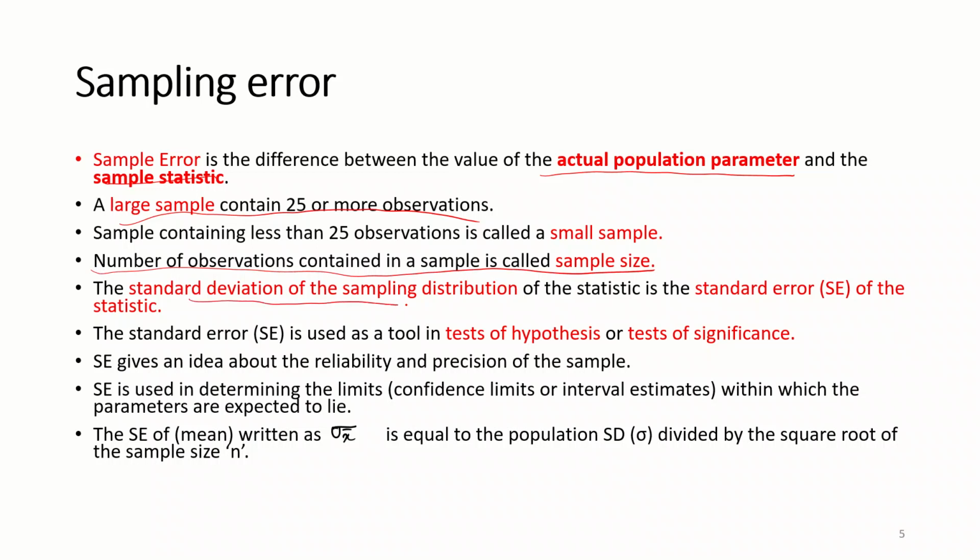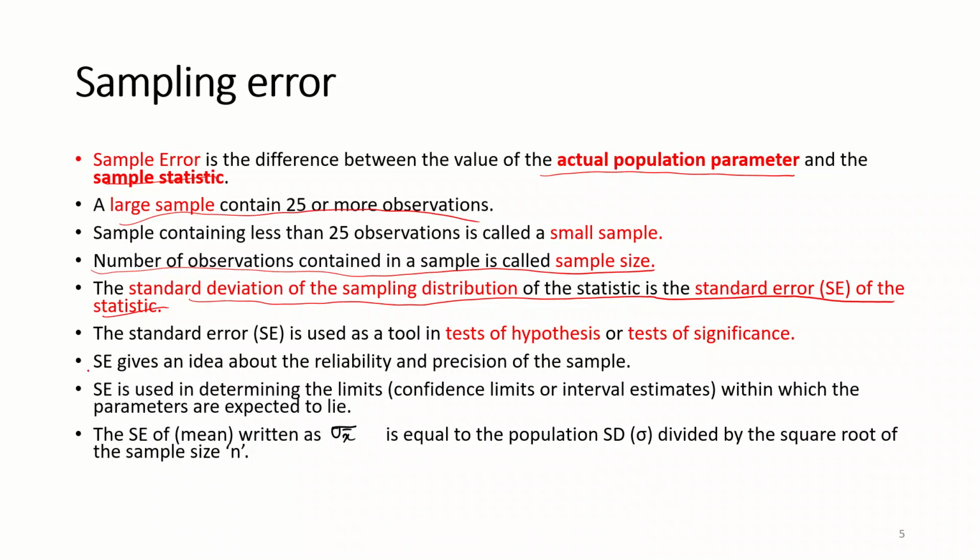The standard deviation of the sampling distribution of the statistic is the standard error of the statistic. We will also see how to calculate the standard error. It is used for test of hypothesis or test of significance. These are some of the important tests, and we have some numericals that describe how test of hypothesis and test of significance work. I don't think these are included in this chapter, but in the coming chapters we will get to see it.